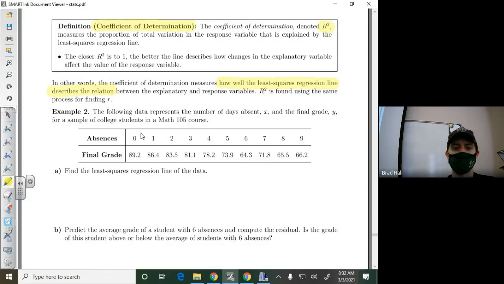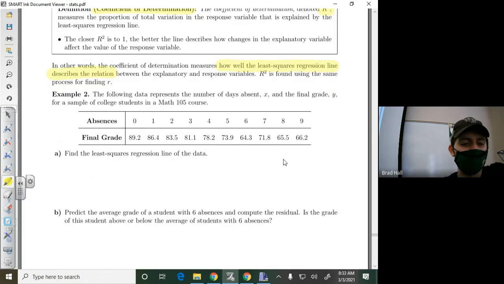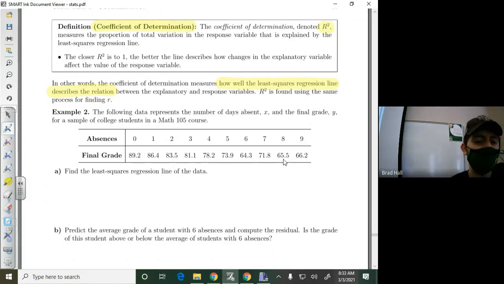So people who missed 0 days on average got a score of 89.2, and missing 1 day, 86.4, and so on and so forth. And as you can see, as the number of absences increases, the final grade slowly decreases. And this correlation is pretty much true in any class. There is a strong correlation between classroom attendance and your final grade. And what we're going to do is first find the least squares regression line, just like we did before.